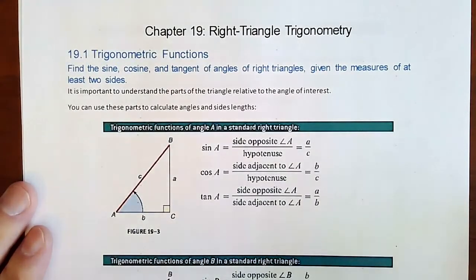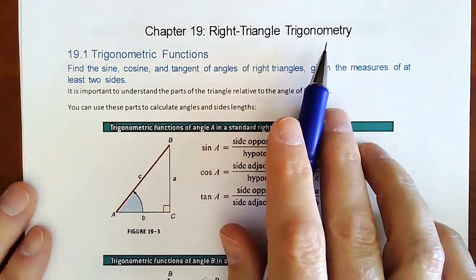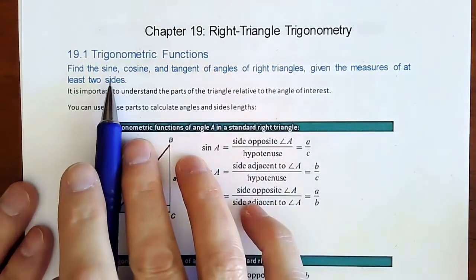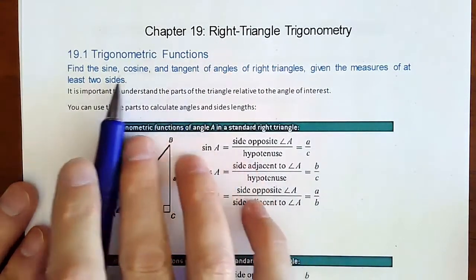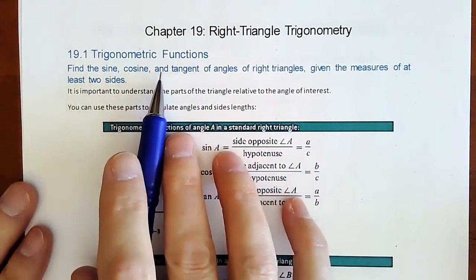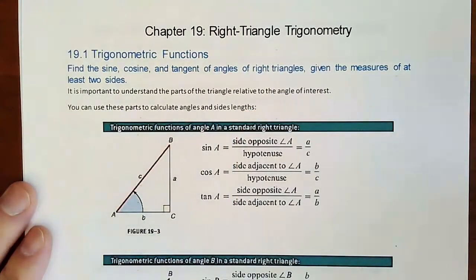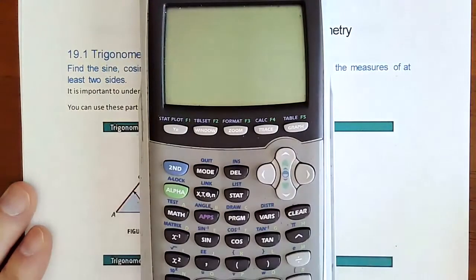In this video, we are going to introduce right triangle trigonometry. And we're going to be using sine, cosine, and tangent. Those are the things that we use when we're talking about trigonometry, which are these buttons on your calculator: sin, cos, and tan. Well, that's sine, cosine, and tangent.